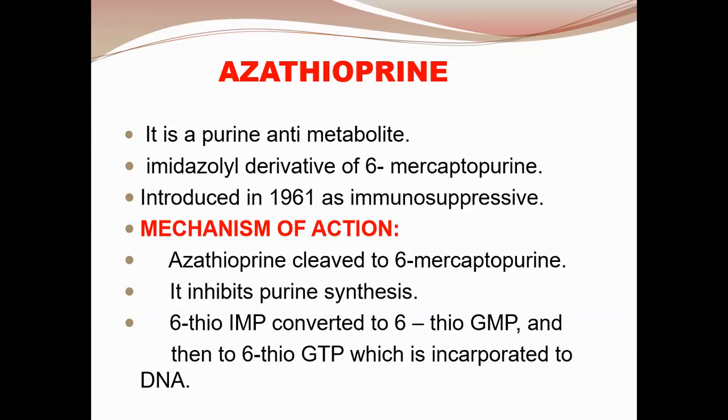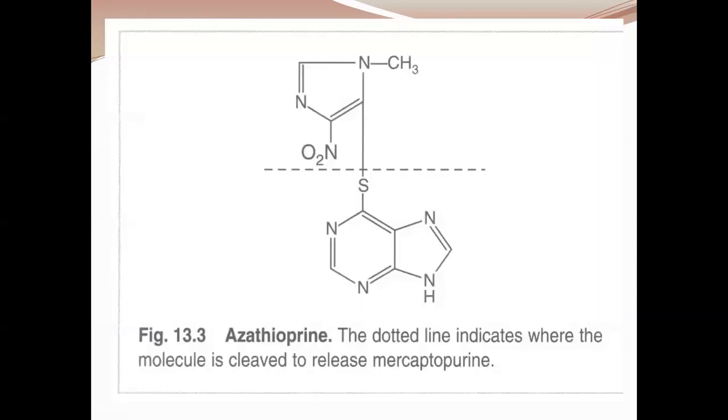Then, if you look at this azathioprine, this is the molecule, with the methyl and NO2. And then this is the area, the dotted line, which indicates where the molecule is cleaved to release the mercaptopurine. This is the structure of azathioprine.